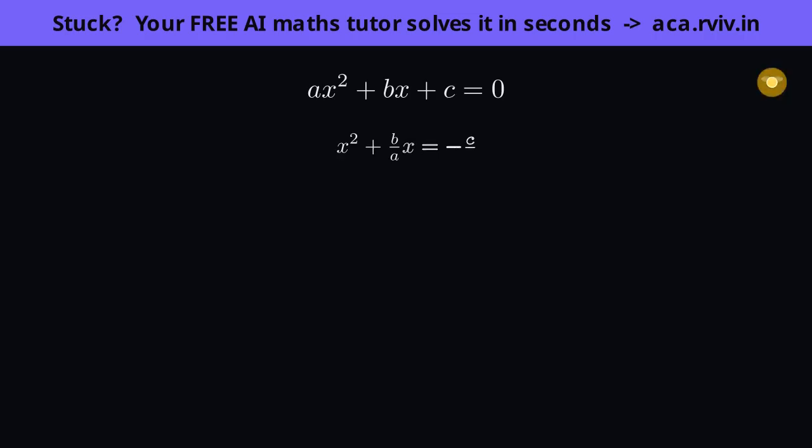That gives x squared plus b over ax equals minus c over a. Now the middle coefficient is b over a, so from the picture the corner we must add is half of that, squared, b over 2a, squared. Add it to both sides so the balance is kept, and the left side folds up into exactly the perfect square x plus b over 2a, all squared.